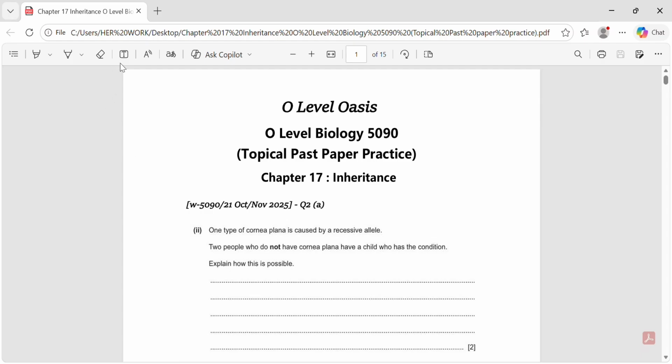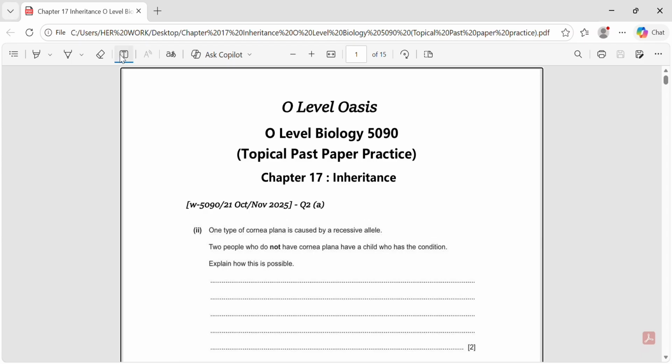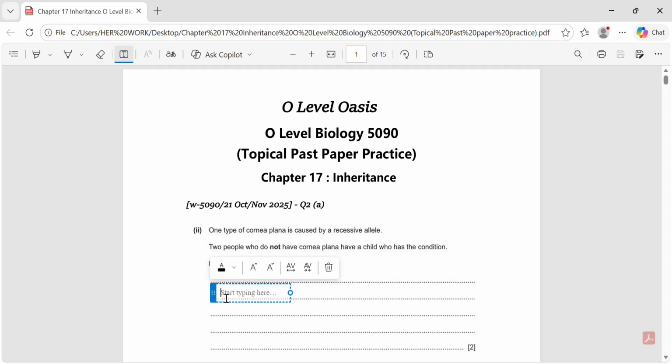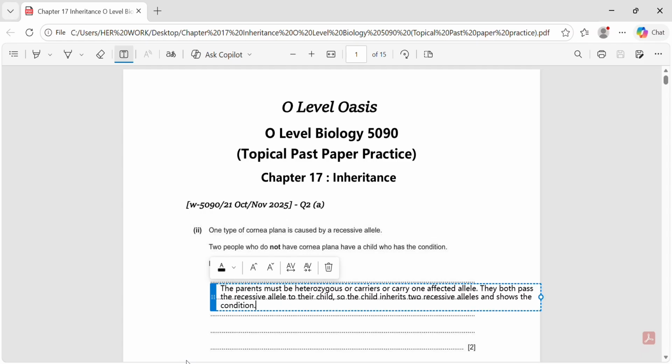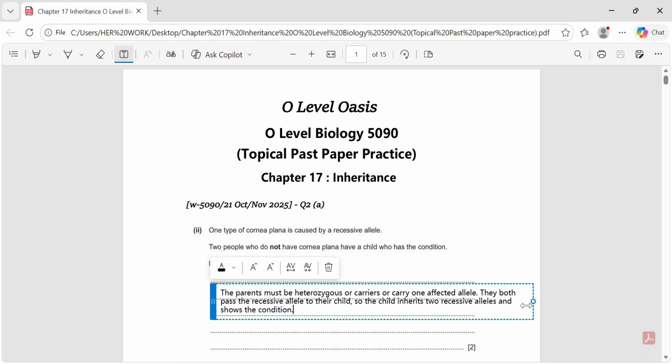This is a paper 2 question and it says, one type of cornea plana is caused by a recessive allele. Two people who do not have cornea plana have a child who has the condition. Explain how this is possible. Now this is asking us to explain how two parents who do not show the condition can still have a child who does, so the answer is, the parents must be heterozygous or carriers or carry one affected allele.